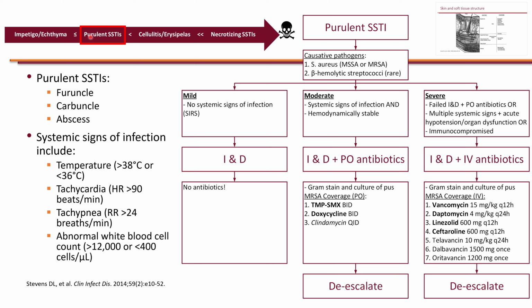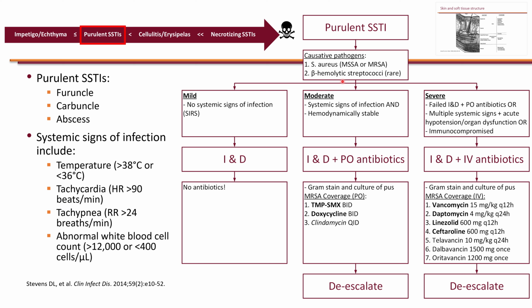Now, slightly more severe are purulent skin and soft tissue infections. These are things like abscess, carbuncles, and furuncles. Because pus is driving these, so these are purulent, the large majority are caused by Staphylococcus aureus, either MSSA or MRSA.